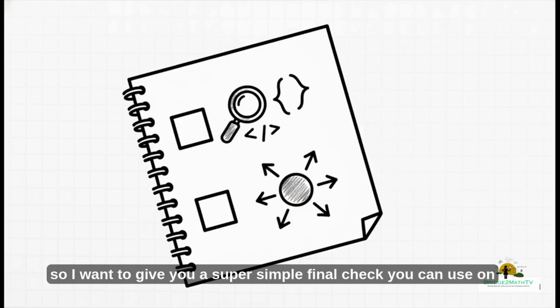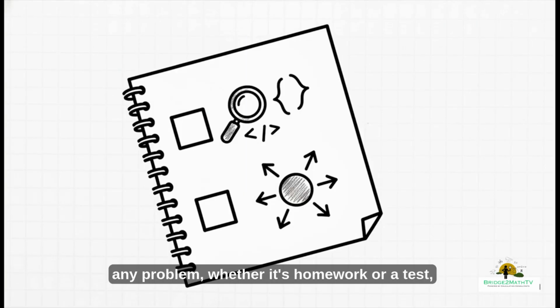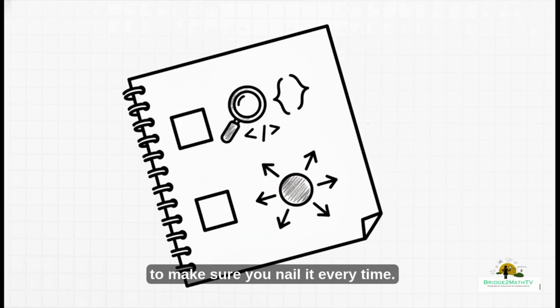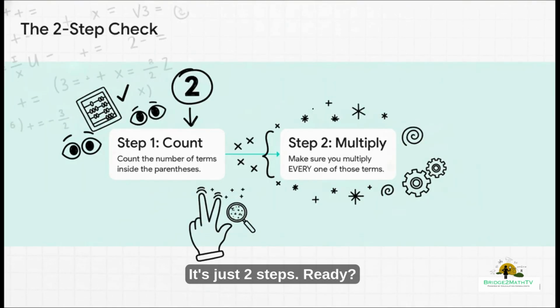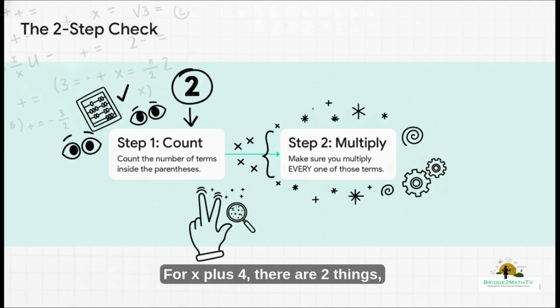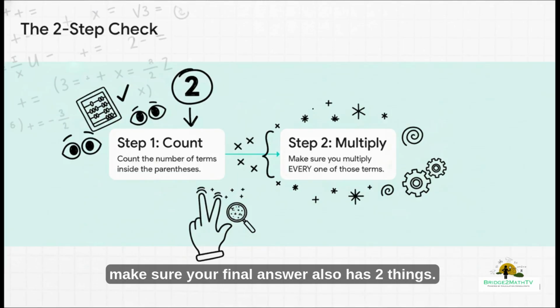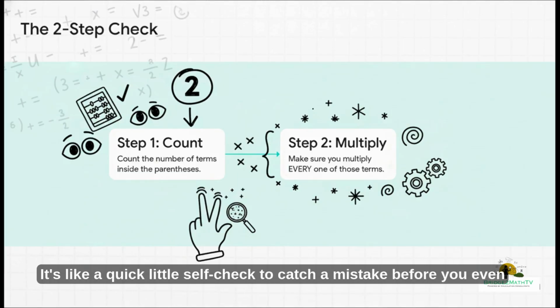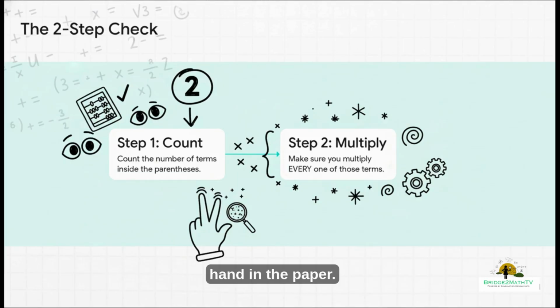Okay, so I want to give you a super simple final check you can use on any problem, whether it's homework or a test, to make sure you nail it every time. It's just 2 steps. Ready? Step 1. Just count how many things are inside the parentheses. For x plus 4, there are 2 things, the x and the 4. Step 2. When you're done distributing, make sure your final answer also has 2 things. It's like a quick little self-check to catch a mistake before you even hand in the paper.